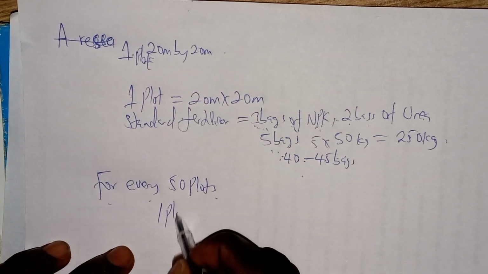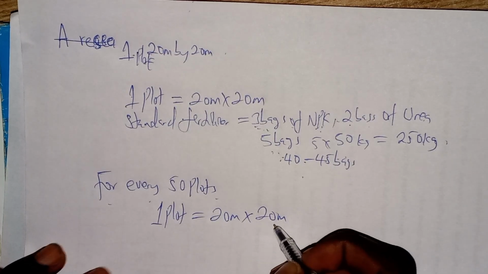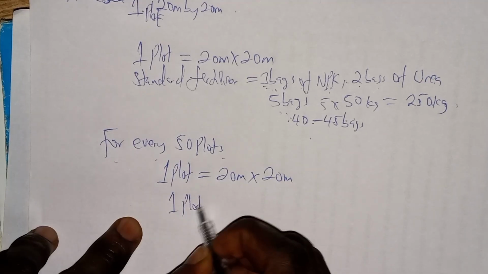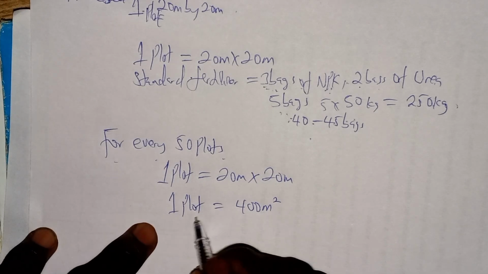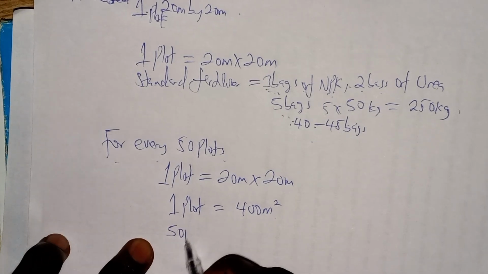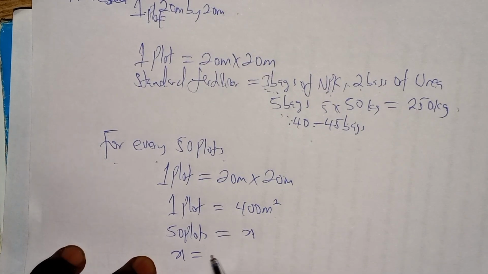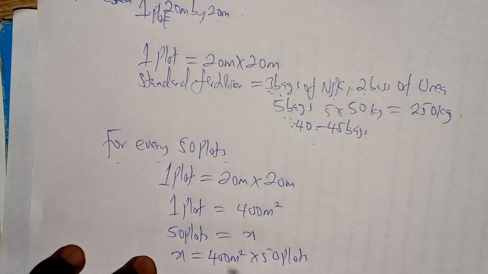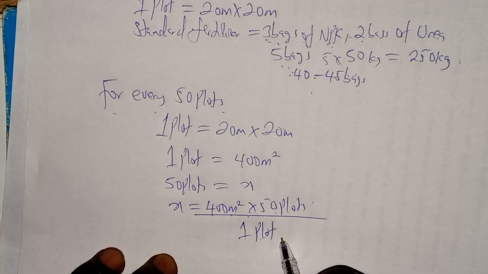One plot is equal to 20 meters by 20 meters, right? And then this one plot gives 400 meters squared. The area for one plot is 400 meters squared, and the area for 50 plots is equal to x, right? Now x will give you 400 meters squared times 50 plots all over one plot. Simple calculation.